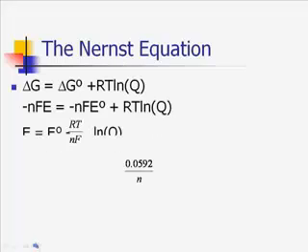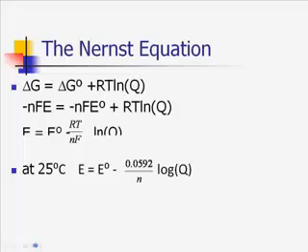Let me put all these up here. I'll have to fill in some things here. Okay, so we're starting with, from the previous chapter, this relationship between delta G when it's not at standard state and the delta G at standard state. So we're going to start with this equation. We're going to substitute in the relationship that delta G naught is minus nFE naught, and that delta G is minus nFE.